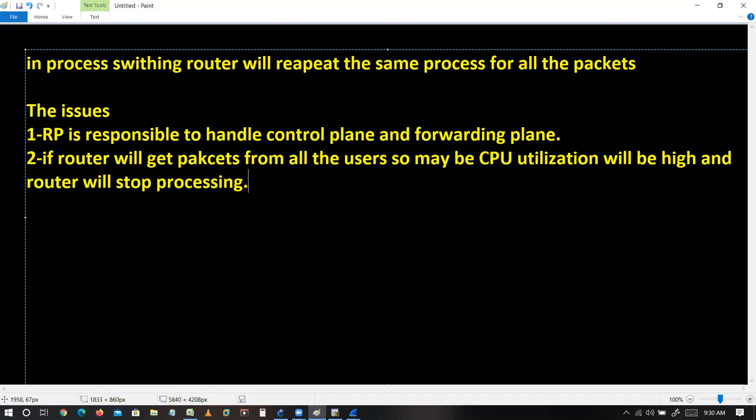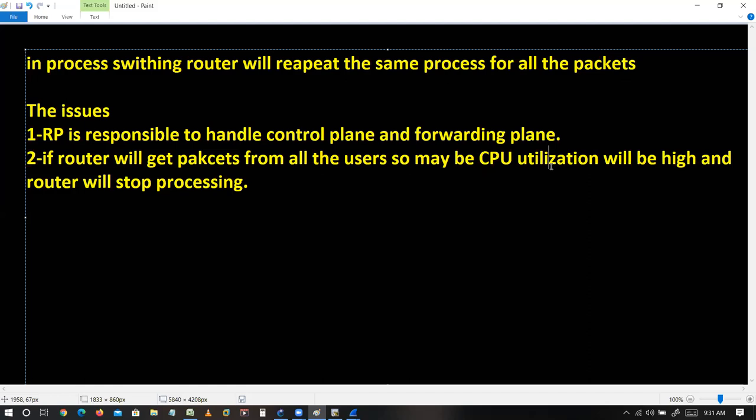Suppose they are running a protocol like EIGRP. Due to this condition, maybe they will not be able to send hello packets to each other, because if the CPU utilization is high, they may not send packets out. Then they will break the neighborship and the communication, right? Yes. So this is a big issue in process switching.